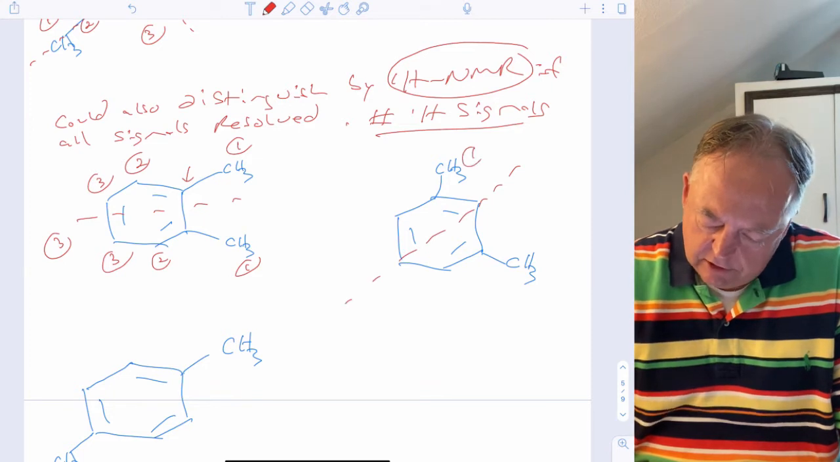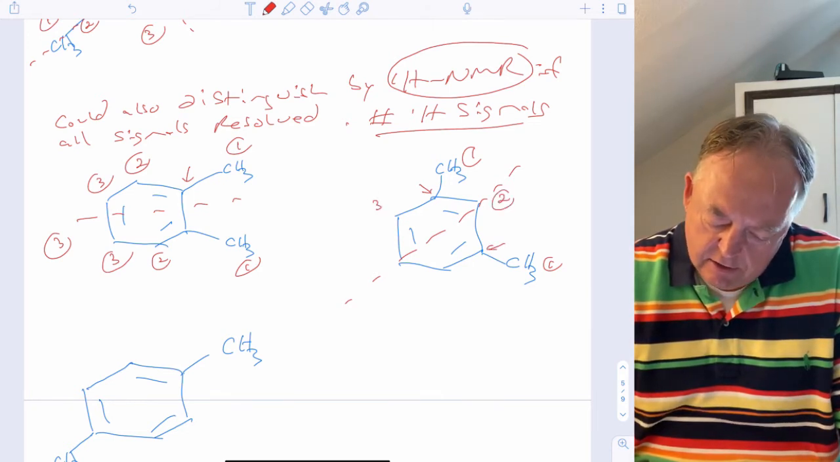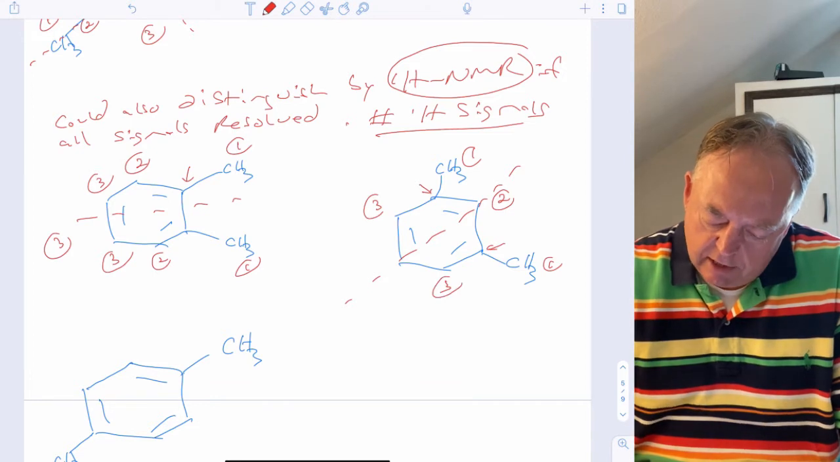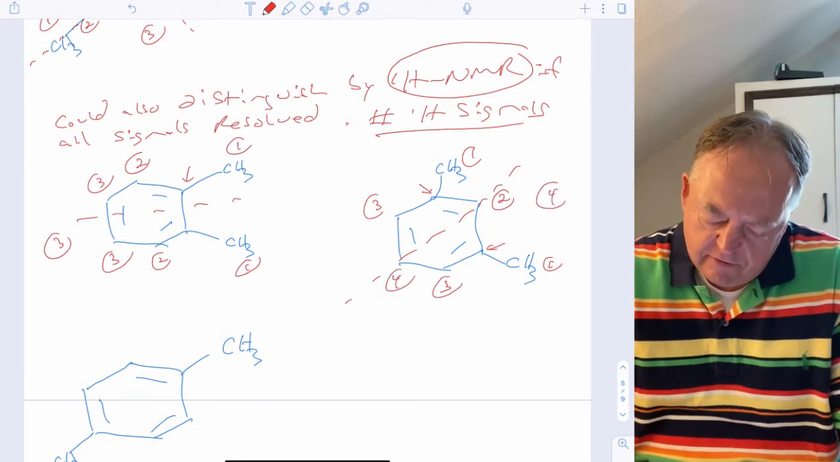And for this, you would see that. There's no hydrogens here, so you don't see that, but you do see this hydrogen, you see that hydrogen, which is the same as that, and you see that hydrogen, so that would be 4 signals.